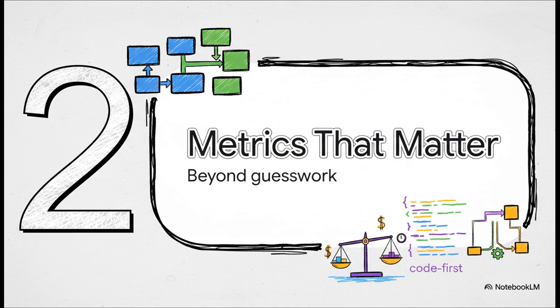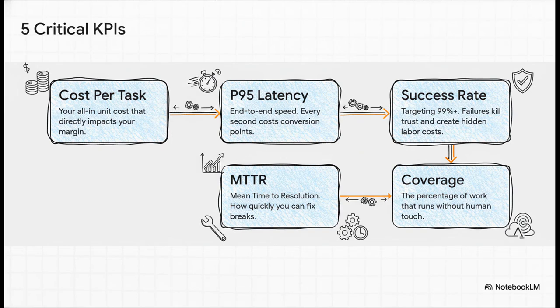Well, you have to stop guessing and you have to start measuring. We need to move past just looking at the number of tasks and start digging into the key performance indicators, the KPIs, that are directly tied to your profitability and the quality of service you're giving your clients. Now, what's so cool is how these 5 metrics all connect with each other. It all starts with cost per task.